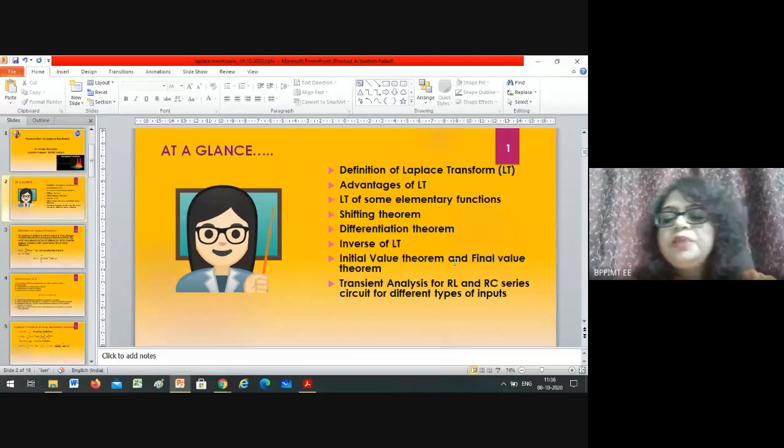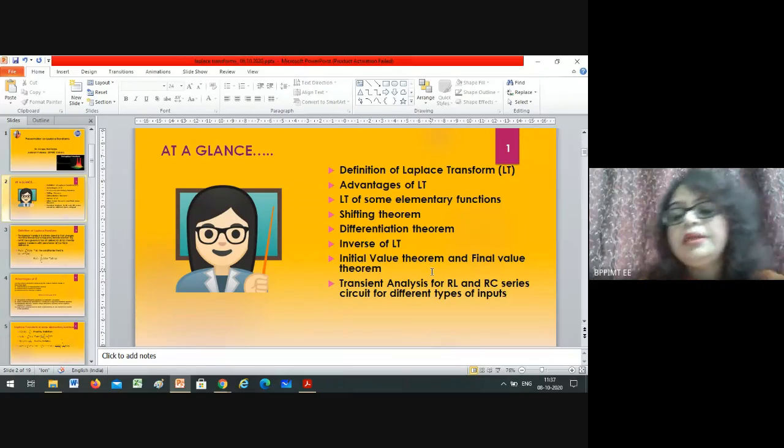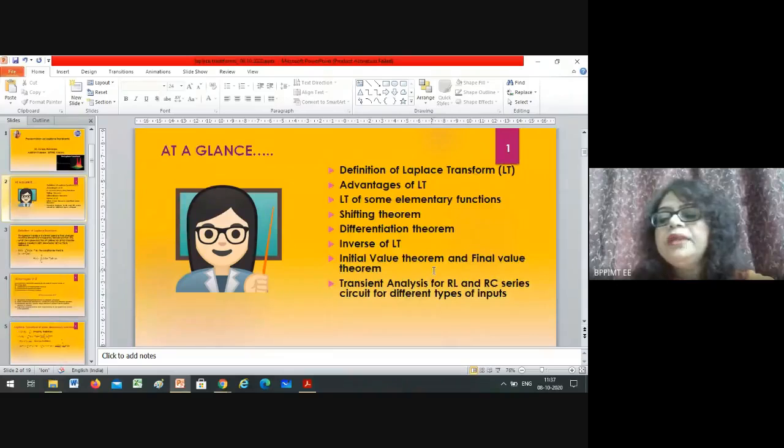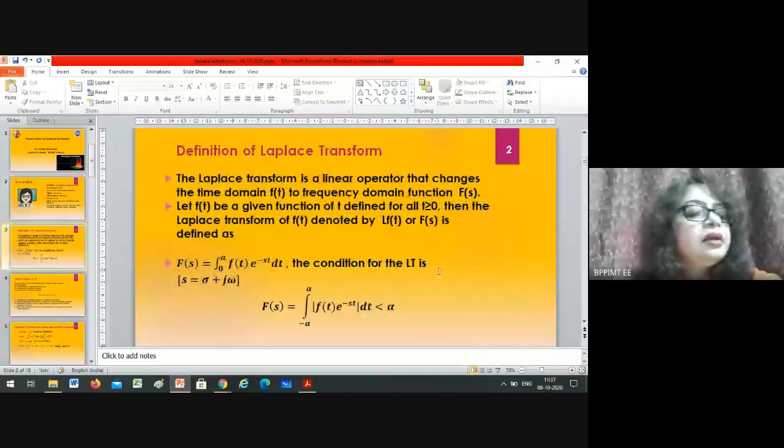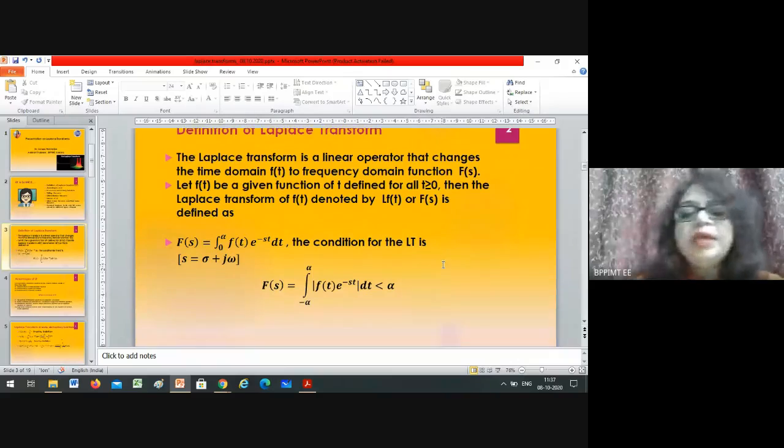Today, I will explain transient analysis for RL and RC series circuits for different types of inputs like step input, impulse input, and sinusoidal inputs.